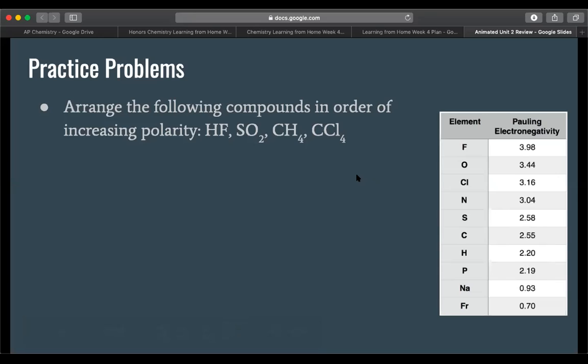My last thing is going to be the HF, and then figure out between the SO2 and the CCl4 the polarity there. Is it CCl4 then SO2? Yes, ma'am. Ms. Baskin, when you're looking at the electronegativity values, do you multiply if there are two things, or do you just look at? No, you just look at the relative difference. Because the bond is just between the two things, right? Yeah. Okay.